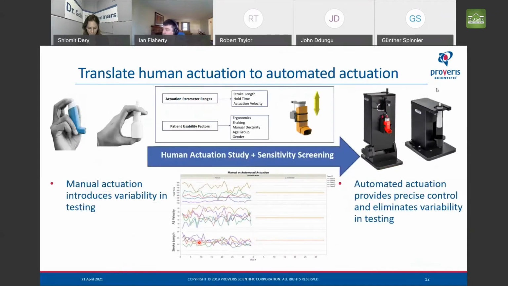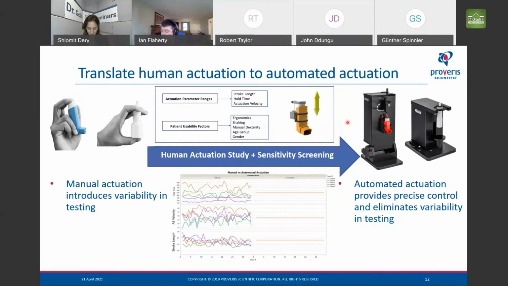So how do we get these parameters to use on the system in terms of velocity and stroke length and things like that? Generally, what we like to do is start off with what we call a human actuation study. This uses a special instrument that we call the ergo. There's a mock-up of it here with pMDI. But basically, it allows us to have a human actuate the drug and measure parameters like velocity, hold time, stroke length, etc.